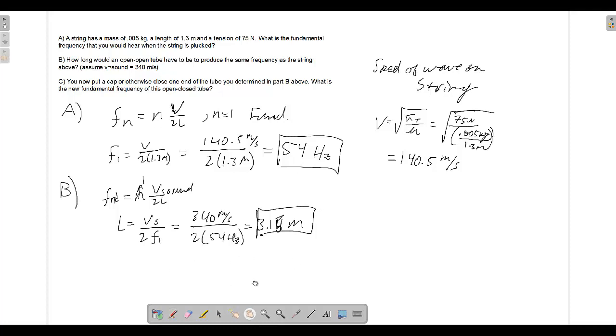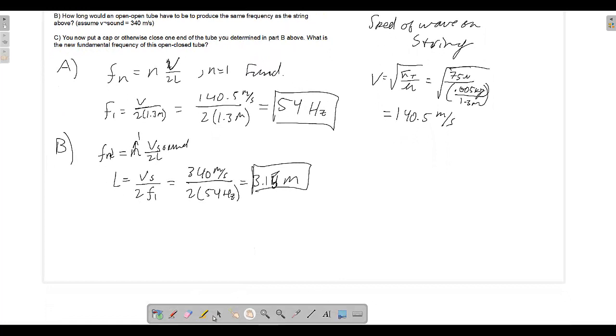And last, for part C, scroll down. You now put a cap on or otherwise close one end of the tube you determined in part B above. What is the new fundamental frequency of this open-closed tube? So we're just looking at the open-closed tube now instead. The open-closed tube does have a different equation, again all in your equation sheet: F_n is equal to (2n minus 1) times v over 4L.